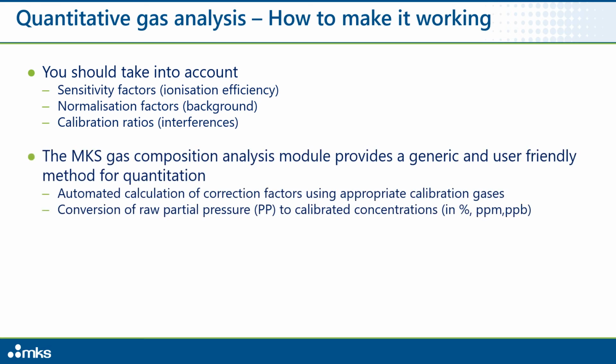The MKS gas composition analysis module provides a generic and user-friendly method for the quantitation. It calculates automatically the correction factors by using calibration gases, and it's converting the raw partial pressure readings into calibrated concentrations in ppm, ppb, or even percent units.